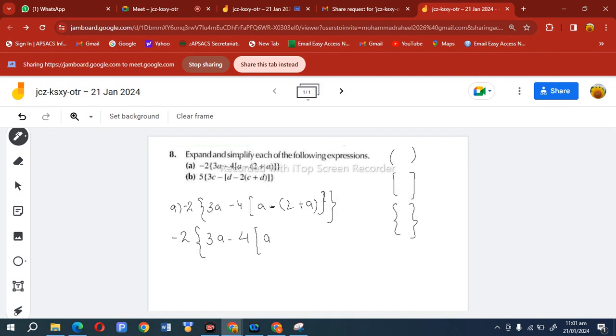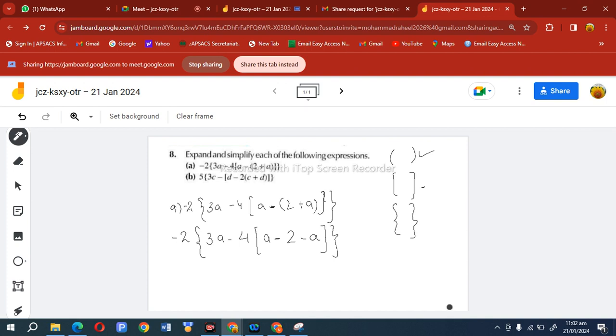So a minus, I'm going to expand this. There is a negative sign, so this sign will be changed, it will become negative 2. Now I have solved this bracket, now I'm not going to put this bracket. Just these two brackets are left. As I have told you, we are done with this bracket, now we are going to solve this bracket.